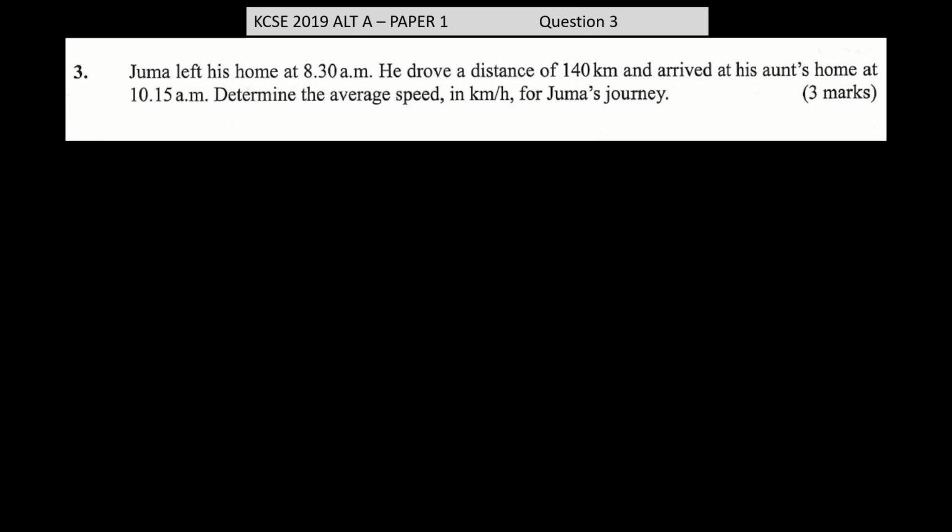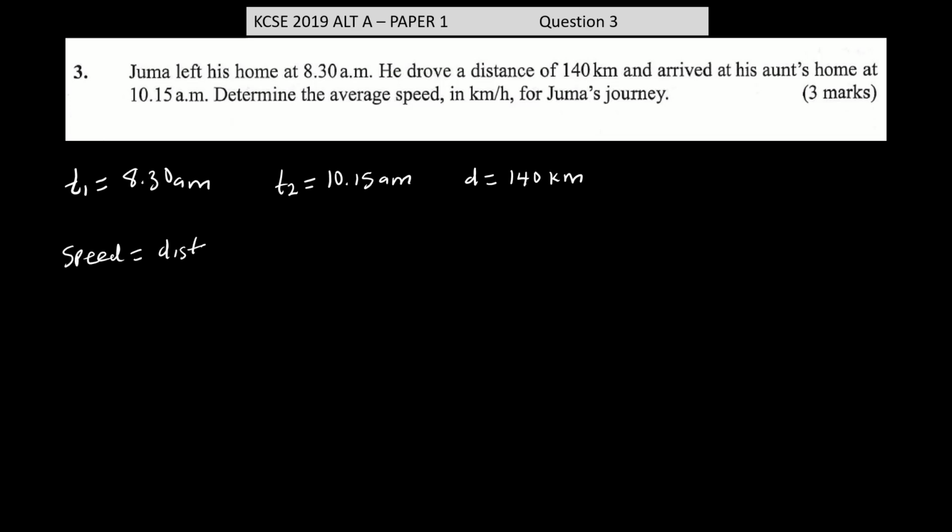To make us understand this question, let's write out some terms. Let's make T1 the time that Juma left his home, which is 8:30 a.m., and T2 the time that Juma arrived at his aunt's home, which is 10:15 a.m., and the total distance D equal to 140 kilometers. We should remember that speed equals distance all over time.